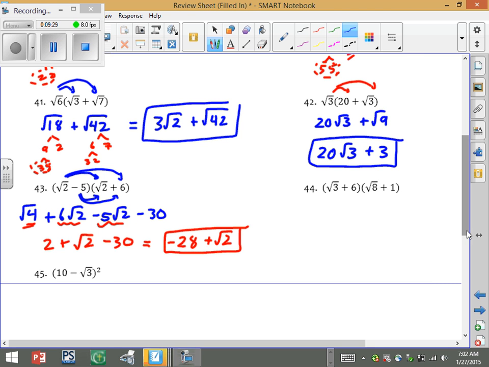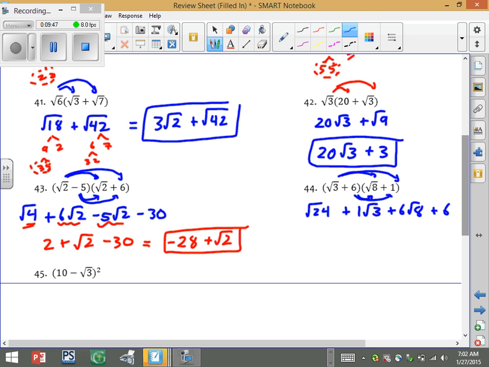Let's FOIL one more time. So 3 and 8 will be square root of 24. Square root of 3 and positive 1, they don't mix. 6 and the 8, they don't mix. So 6, 8, and then 6 and 1, they go without mixing.